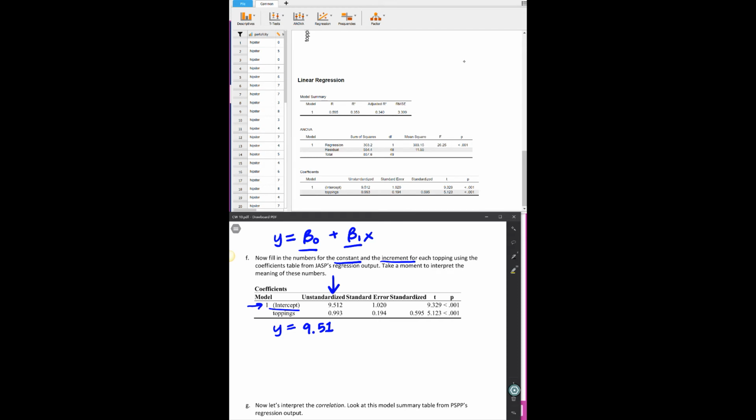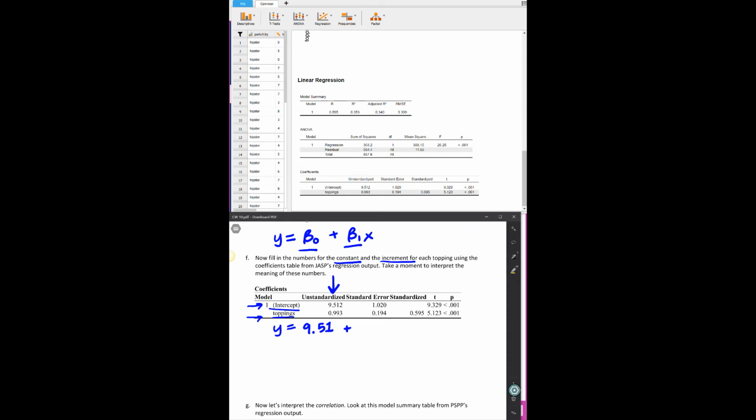So then we have plus the slope or the effect of x. What we want to find is the effect of toppings on the price of the pizza. This number that goes in for b sub 1x is also coming from the same column, but this one is going to come from the row that's labeled toppings.